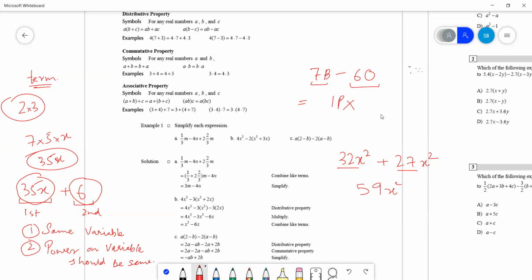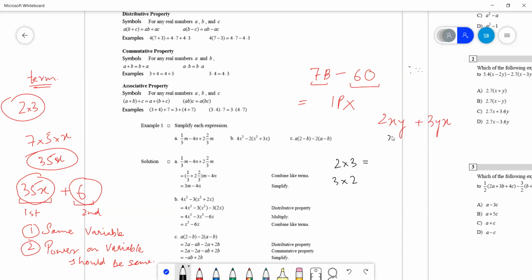What about 2xy plus 3yx? They're different. Why? Because the variables are in different orders. Different orders. Okay, what about 2 times 3 and 3 times 2? Is there difference in them? Well, technically they're the same thing, right? Yes, exactly. Technically, they're same.